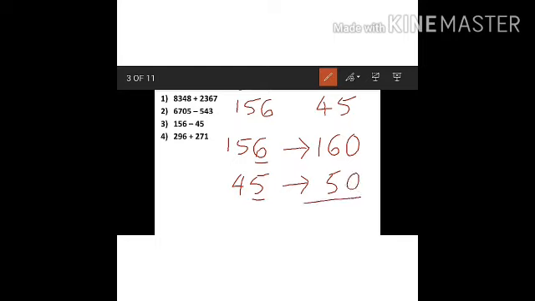So now we can find the difference. 0 minus 0, we get 0. 6 minus 5, we get it as 1. 1 could be written here. Now we get the answer as 110. The estimated value is 110.